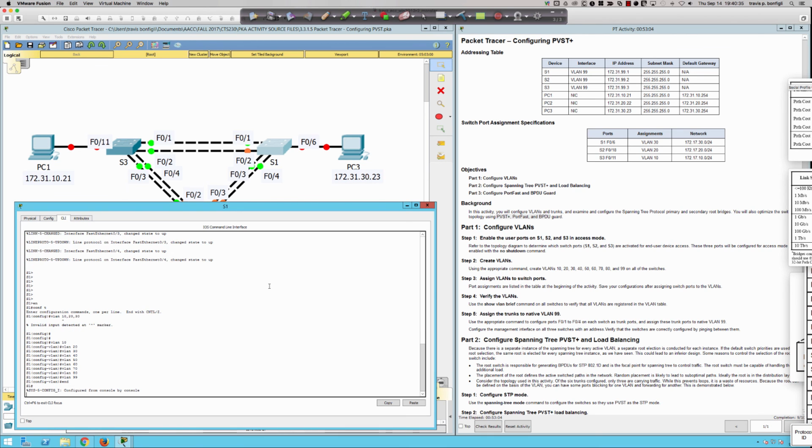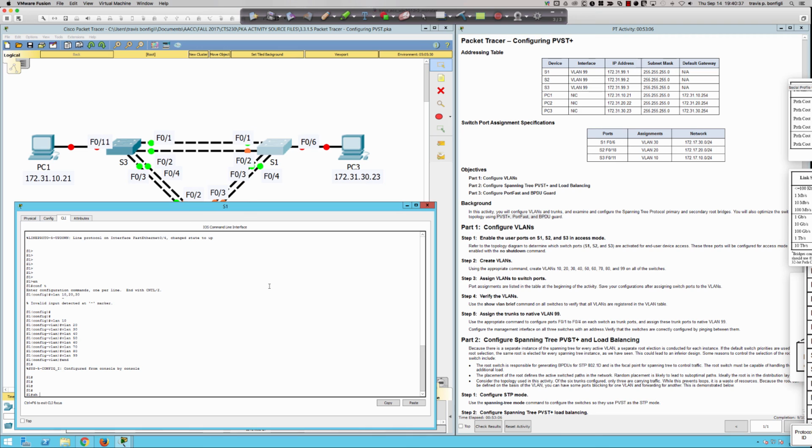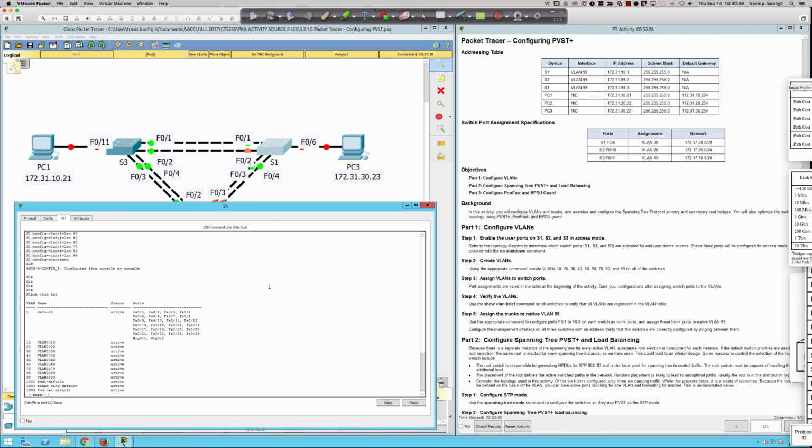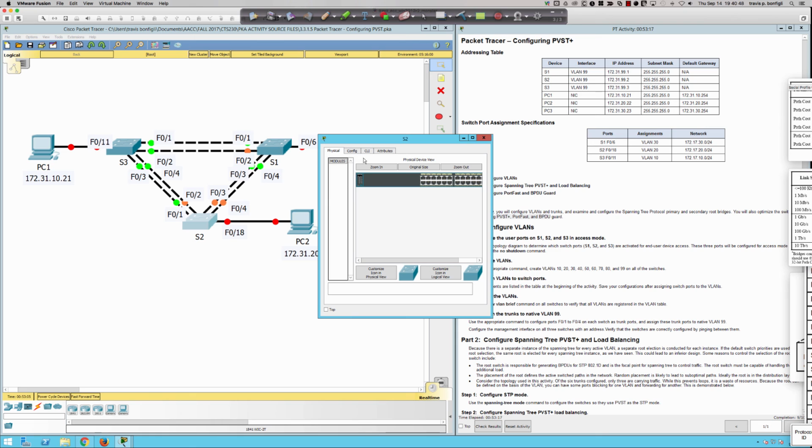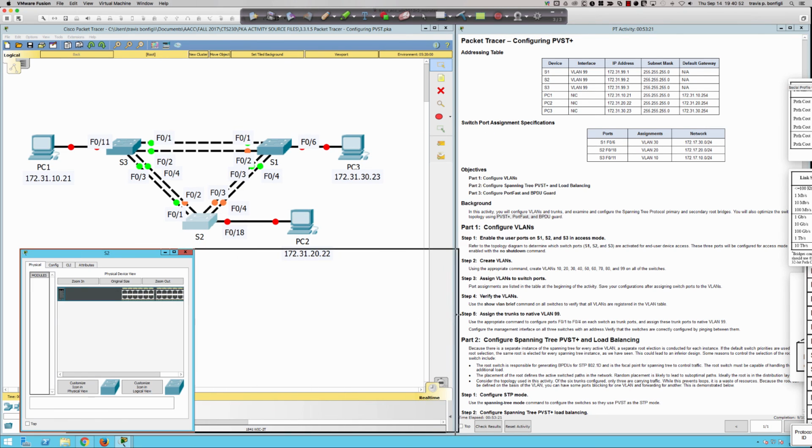So I say end, and how do we confirm that? Show vlan brief. And there I see VLAN 10, 20, 30, 40, 50, 60, 70, 80, and 99. Now, it was great doing it once, and you think, I got some good practice there. Well, guess what? We get the bonus lab. We're going to have to do this on switch 2.